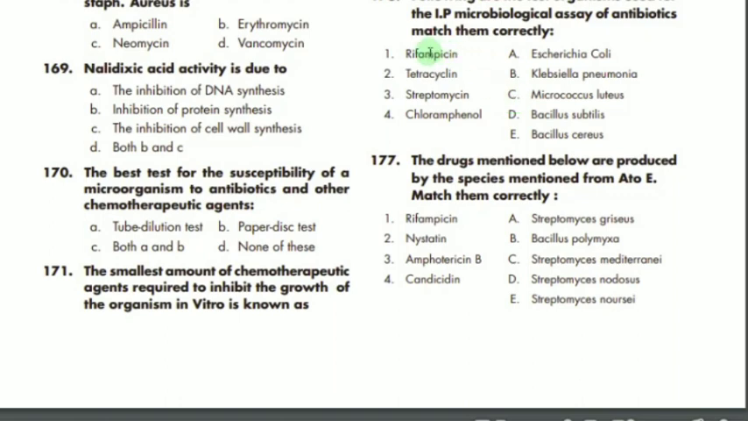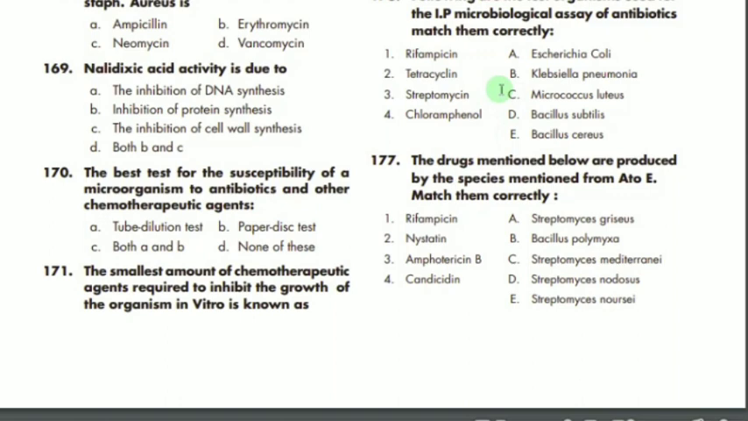For example, the first point is rifampicin. Mostly rifampicin is effective against Bacillus subtilis. So for 1, the correct option is D. Then we have tetracycline. Tetracycline is mostly used for Bacillus cereus. E is the correct option. Then the third is streptomycin. Streptomycin is especially for E. coli. Then we have chloramphenicol. Chloramphenicol is also for E. coli. It is also used for Klebsiella as well, but also for E. coli.